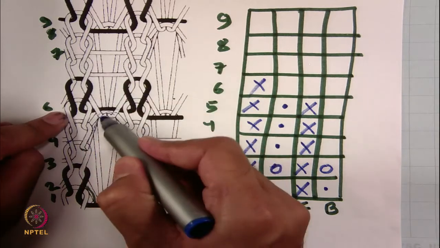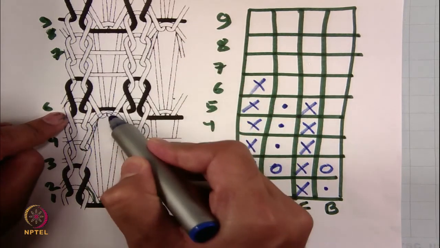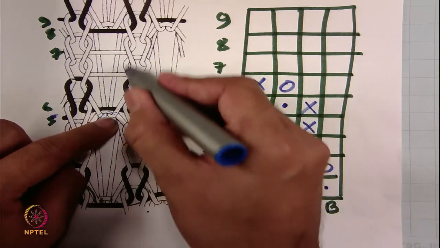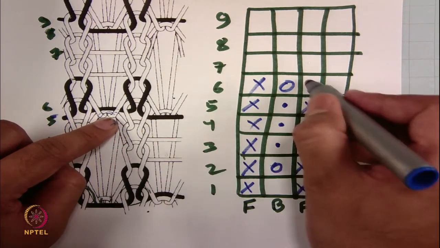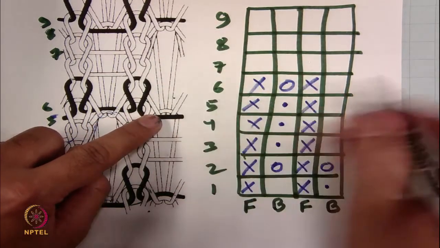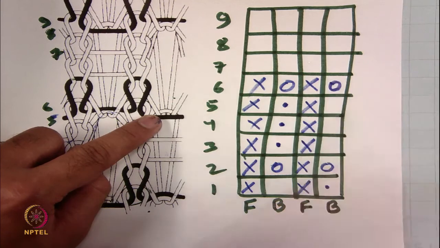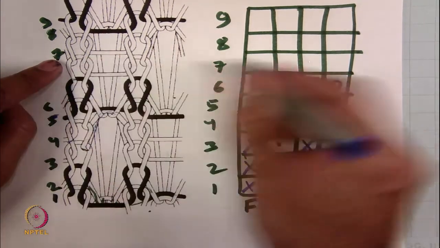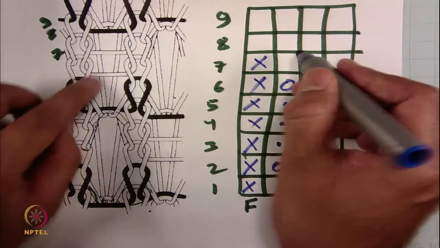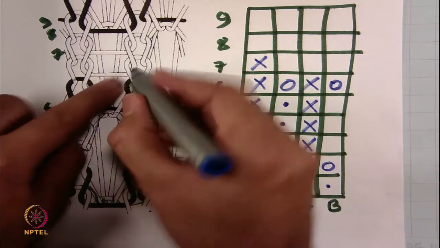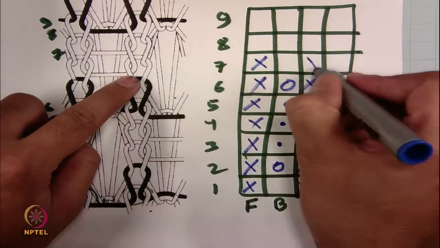Now, if you go for the sixth column, this is technical front. After making technical front, it is making a bigger held loop which is technical back side, 0. Then if you see this one, technical front. Now, if you see this one, technical back. If you go for the seventh, again the first column cross.